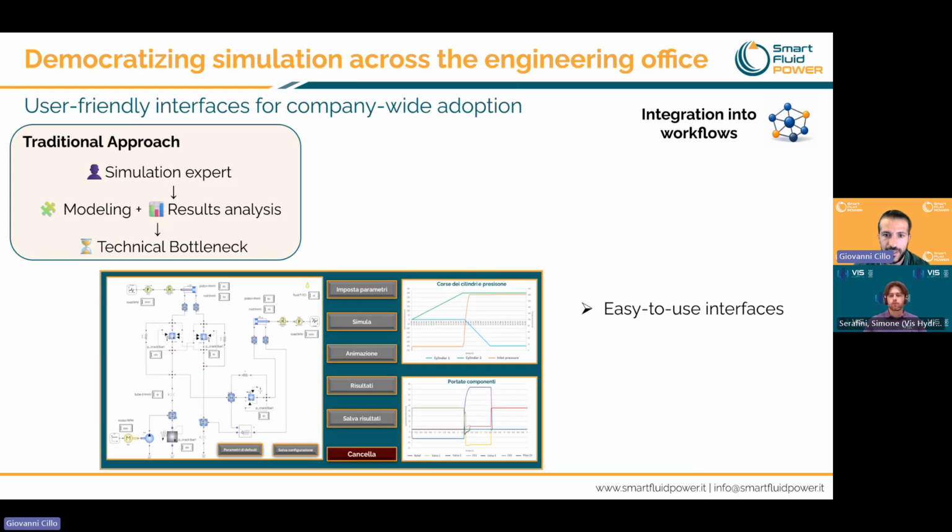Simplified interfaces make it possible to use complex models without interacting with their internal structure, keeping all the underlying physics within the simulation engine. As a result, simulation can be used not only by specialists, but also by engineers involved in design, testing, and technical decision-making. Post-processing is also more guided, allowing users to obtain relevant performance indicators without having to interpret raw data each time.